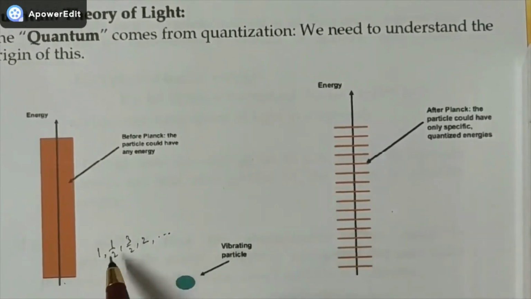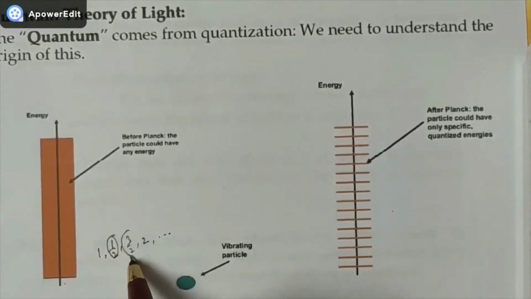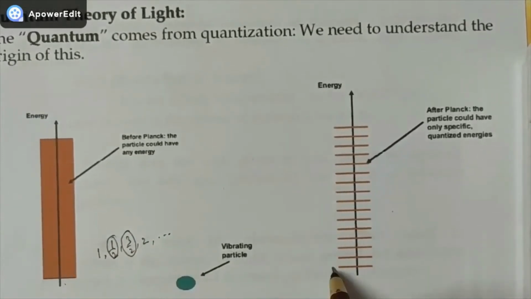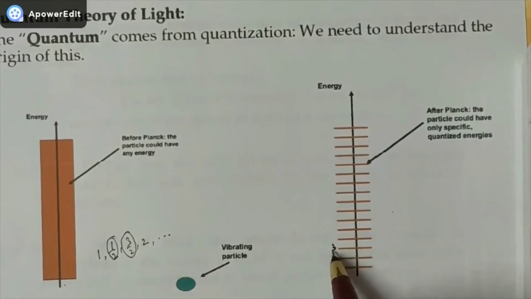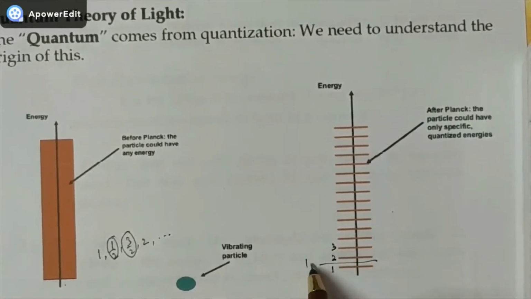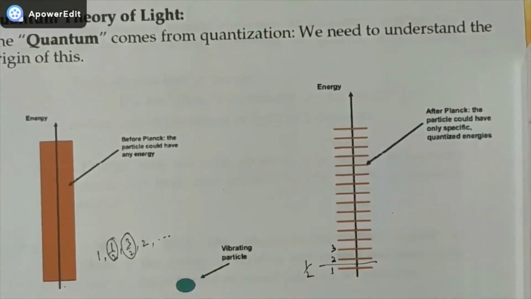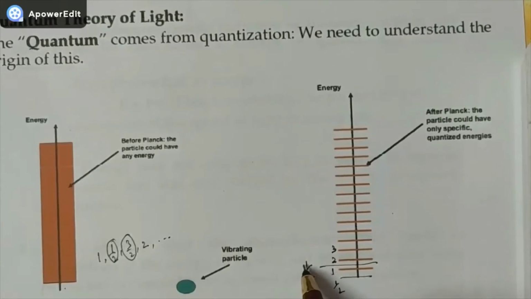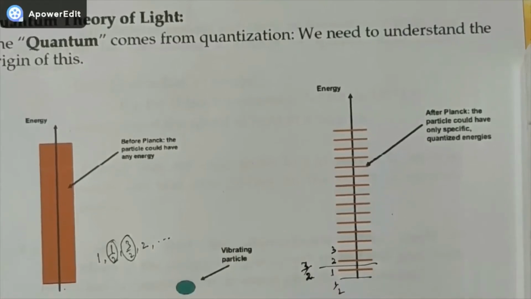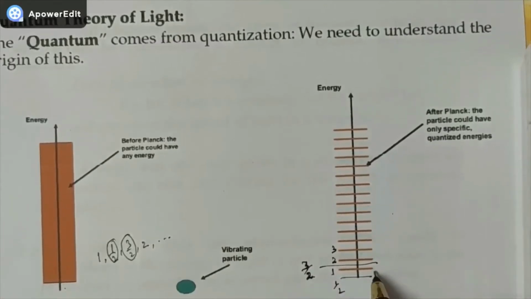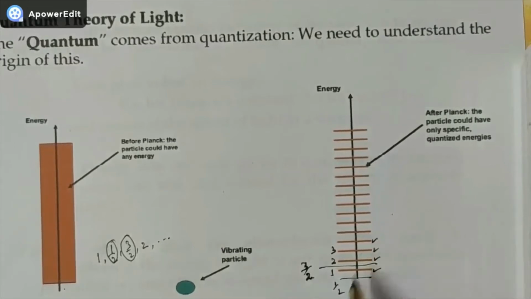1, 2, 3, 4, 5, 6, 7, 8. It cannot have half. It cannot have 3 by 2. It can have 1, 2, 3. It cannot have in-between energy. 1 by 2 it cannot have. 3 by 2, it cannot have 3 by 2 energy. It can only have 1, 2, 3, 4.